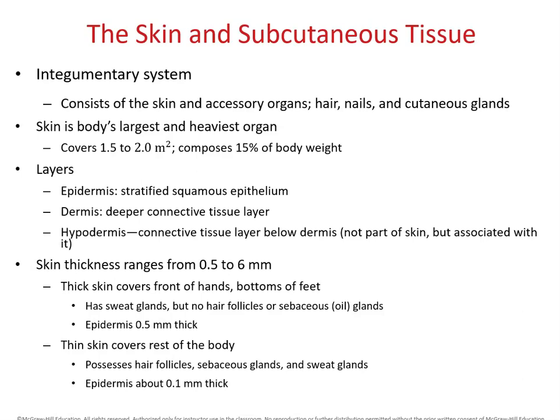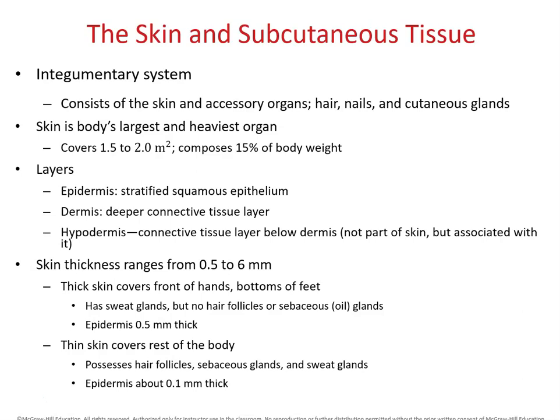Skin on different parts of our bodies varies in thickness. Our thinnest skin is about 0.5 millimeter thick. We find that especially on our eyelids. And our thickest skin can be 6 millimeters thick. Quite a difference there. And that thick skin we see at the bottoms of our feet or on the palms of our hands if we do a lot of work with our hands.